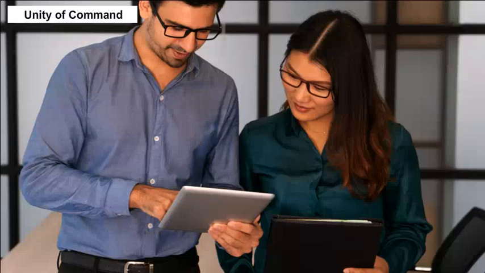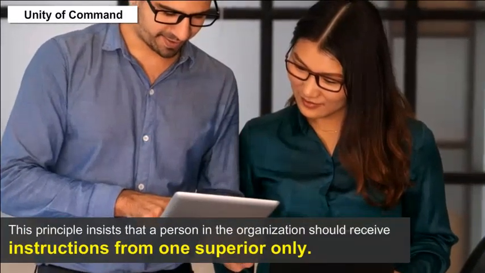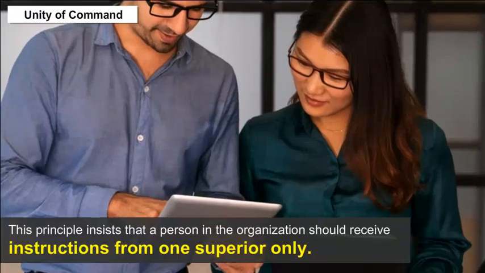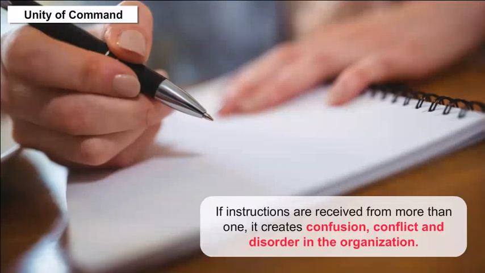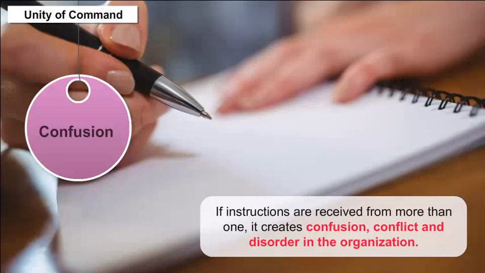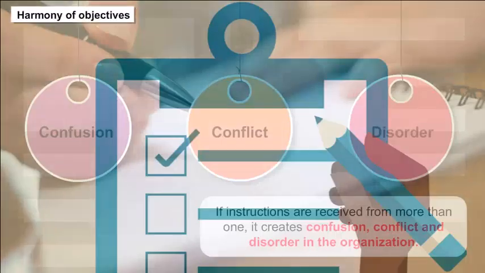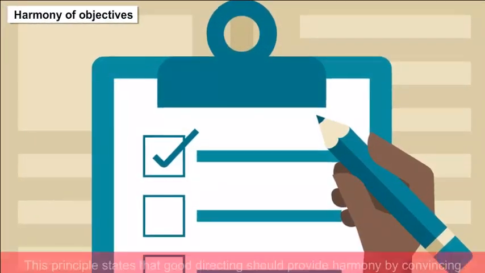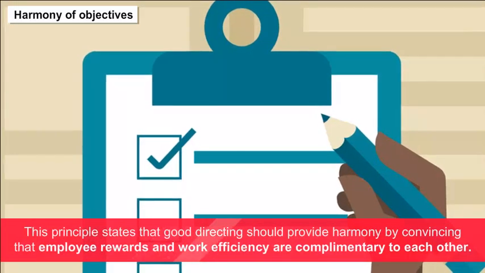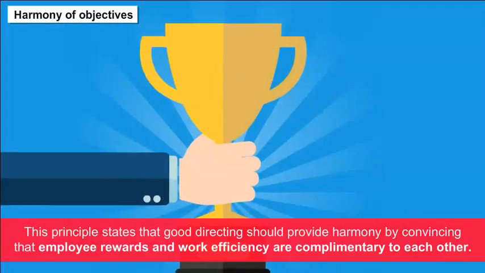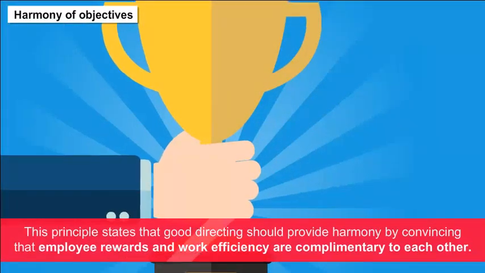Unity of command. This principle insists that a person in the organization should receive instructions from one superior only. If instructions are received from more than one, it creates confusion, conflict, and disorder in the organization. Harmony of objectives. This principle states that good directing should provide harmony by convincing that employee rewards and work efficiency are complementary to each other.